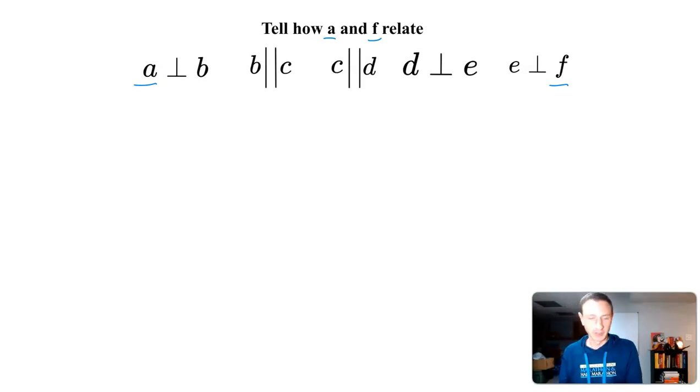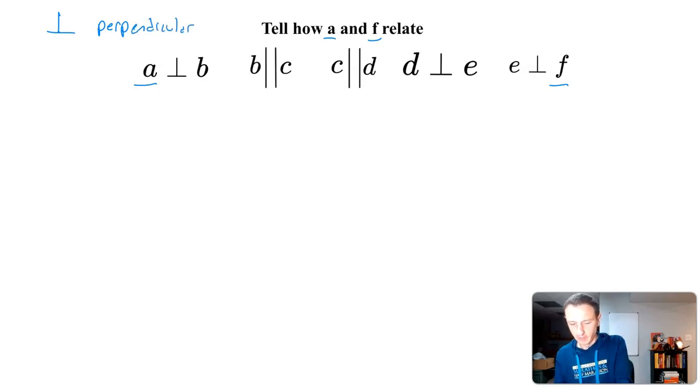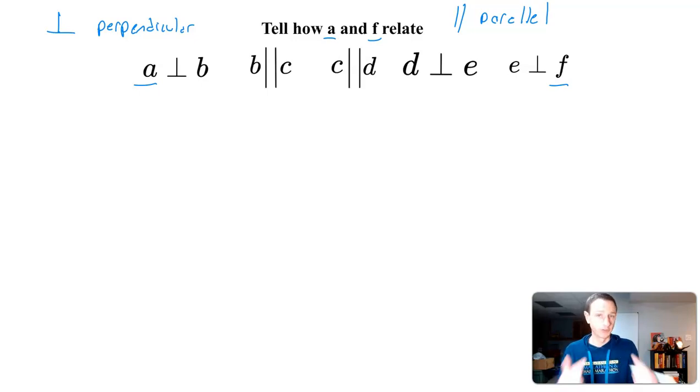First, we need to make sure we can identify these symbols correctly. That symbol means perpendicular. And this symbol means parallel. So let's just start going through the sequence of relationships.